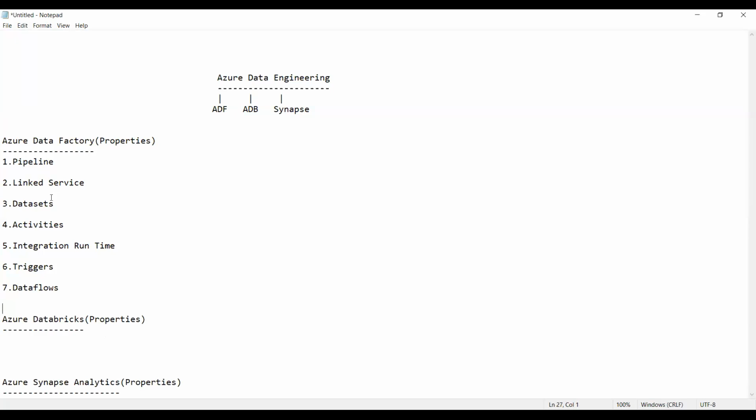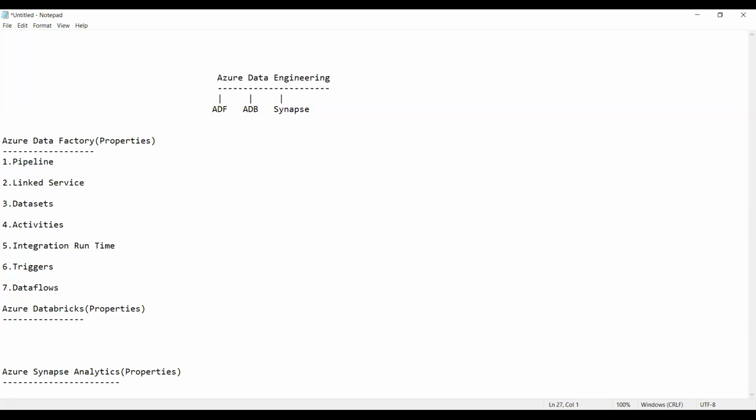Pipeline, linked service, datasets, activities, integration runtime, triggers, and data flows. Guys, just give me 1 second. I will delete this. Why? Because if I retain this, it will charge me very high. I've opened this, so just a minute. I'm showing you the process of how to delete it.